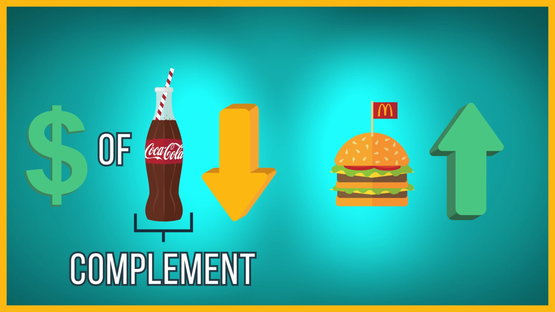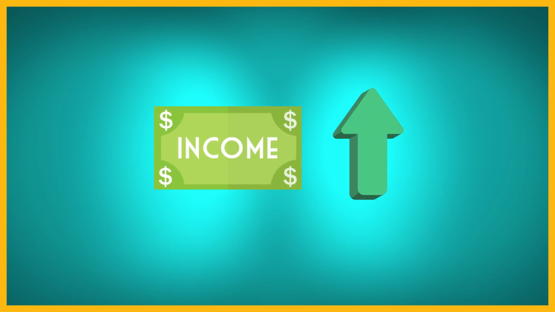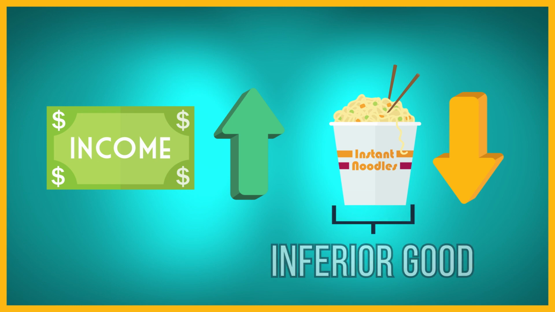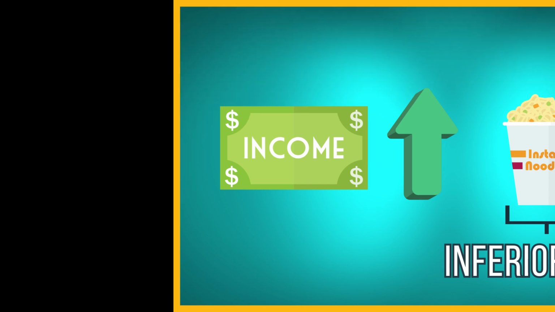people buy Big Macs. When consumer incomes increase, the demand for ramen noodles might decrease. I suspect that ramen noodles are an inferior good. People buy fewer ramen noodles and more other food when their incomes increase.